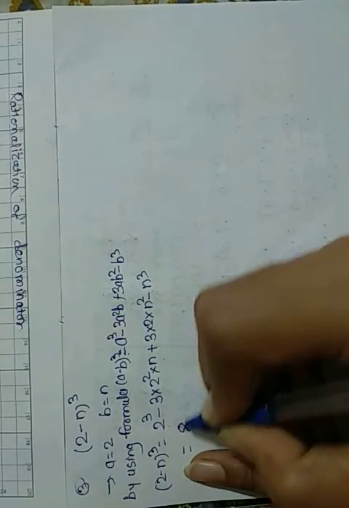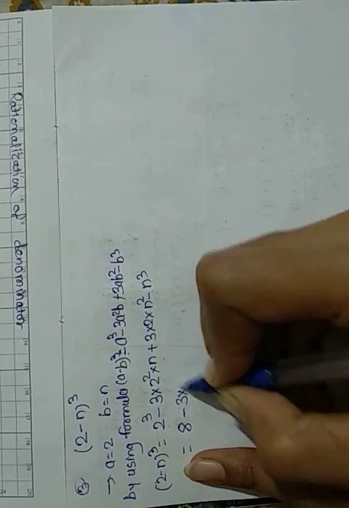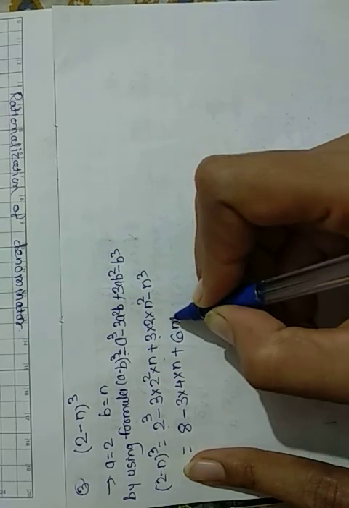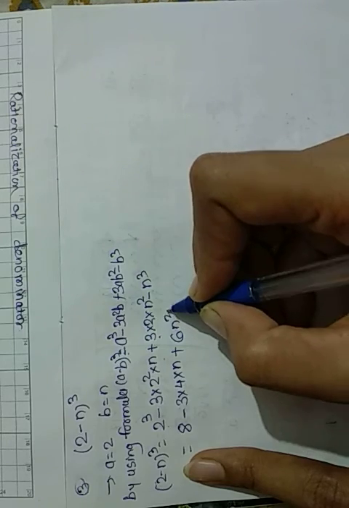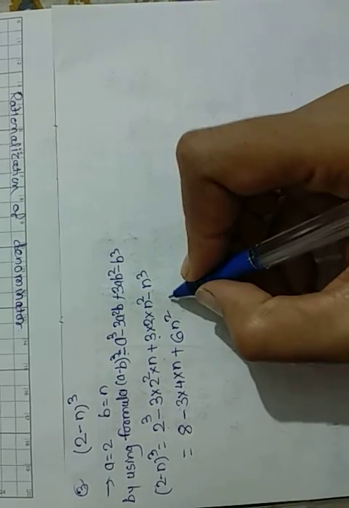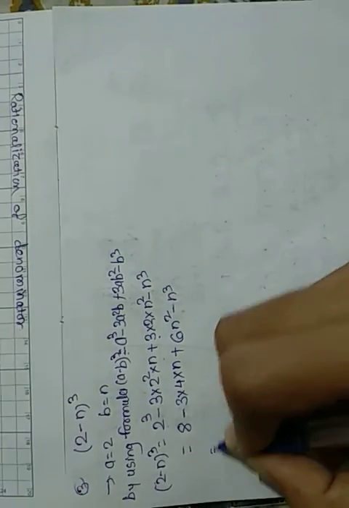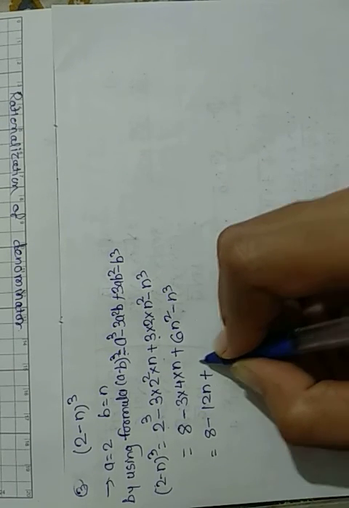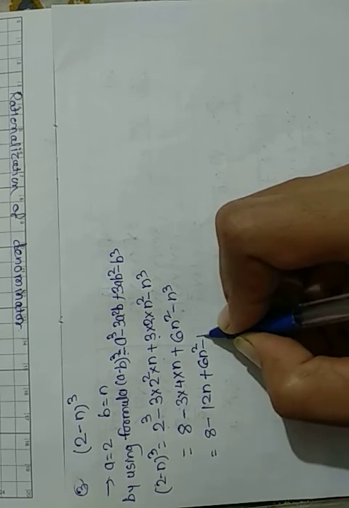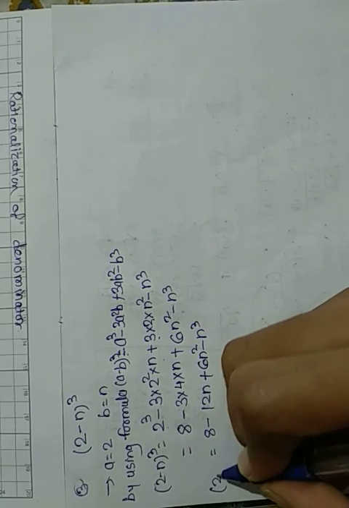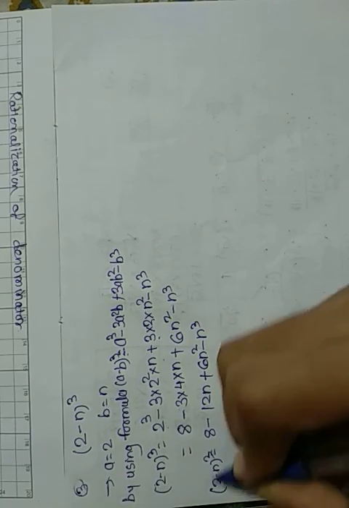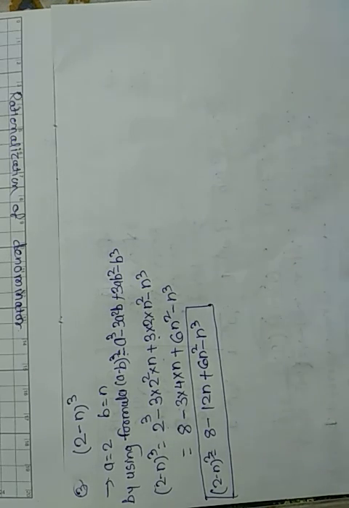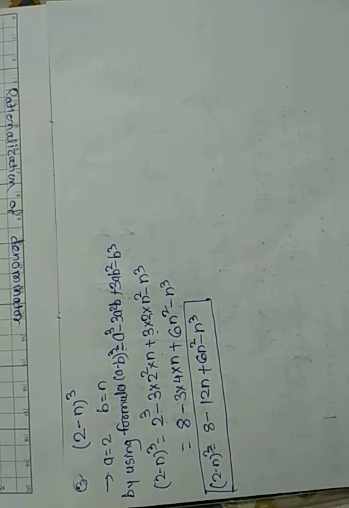Cube of 2 is 8, minus 3 into 4 into n, plus 3 twos are 6n², minus n³. So 8 − 12n + 6n² − n³. This is the answer of (2 − n)³. Let's see more examples in the next video.